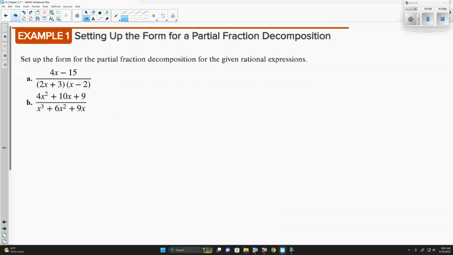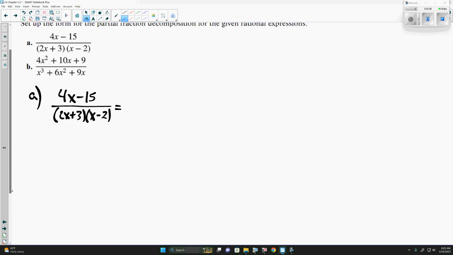Now, the first thing we're going to look at before we actually do partial fraction decomposition is breaking it down. So here we have 4x minus 15 over 2x plus 3 times x minus 2. We're going to actually set this up with the partial fraction decomposition. Now, the number of fractions that it is going to be possible to break it up into is going to be dependent on the number of factors in the bottom of the fraction.